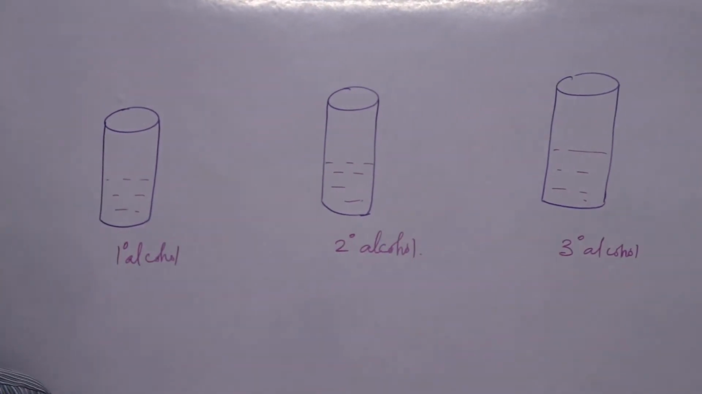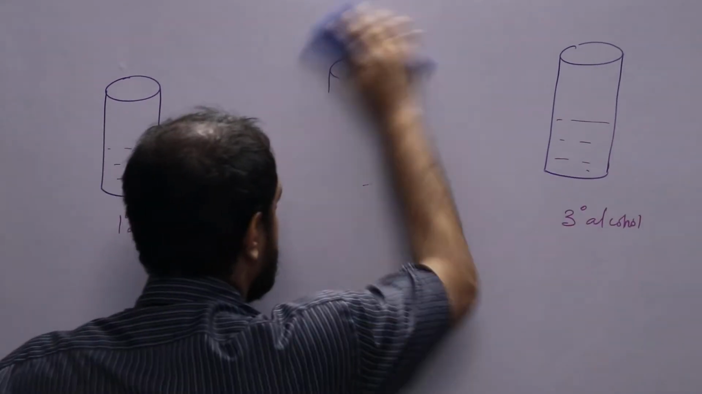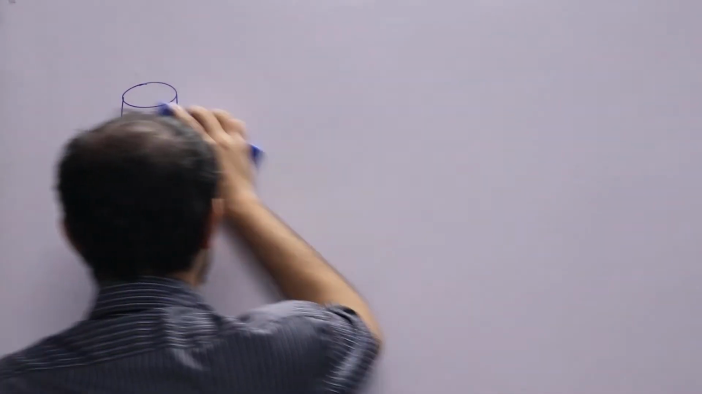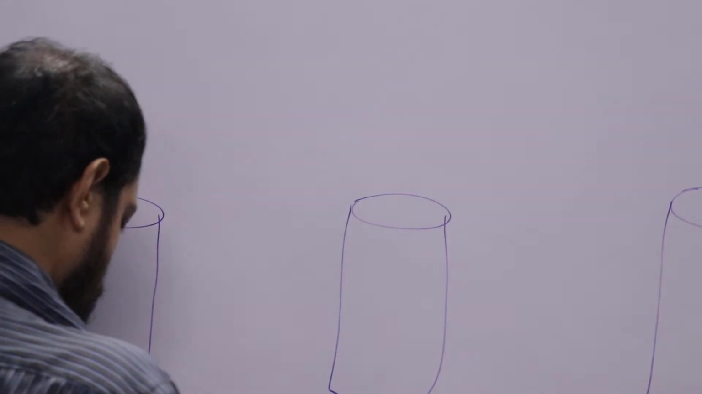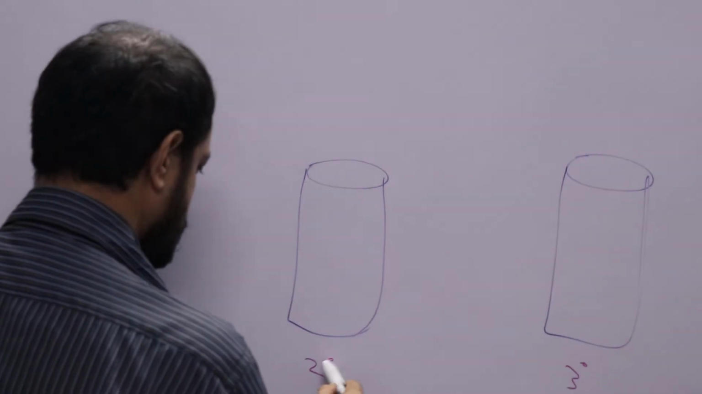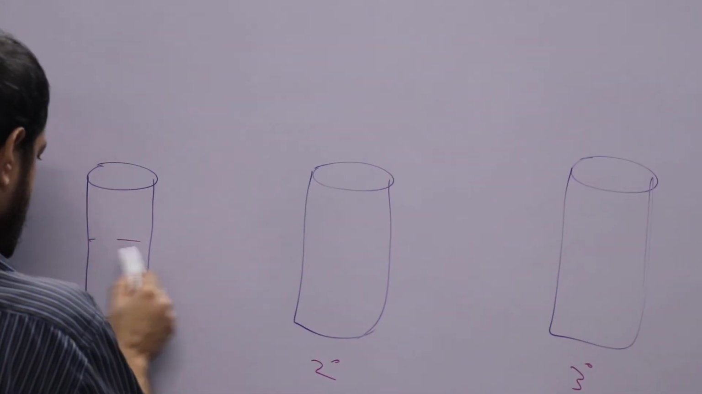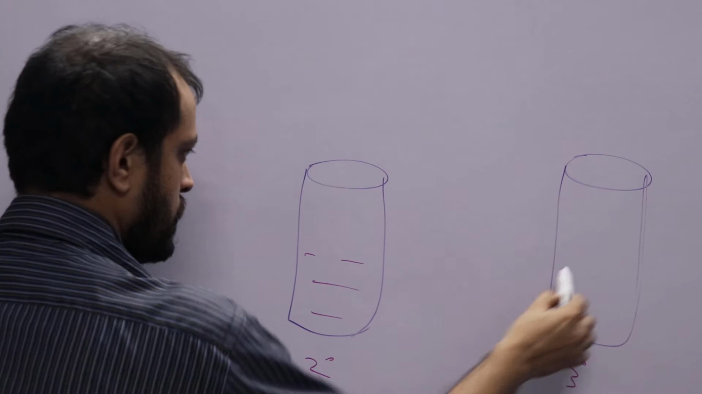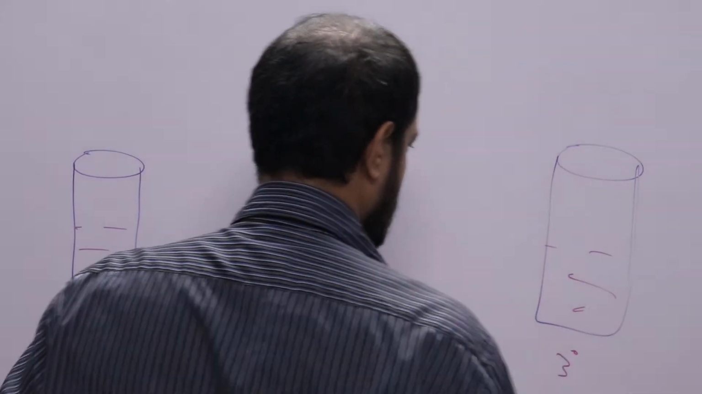I think this will not fit in the camera, so let me draw it again, really fast. So these are the 3 basic test tubes: 1 degree, 2 degree and 3 degree.